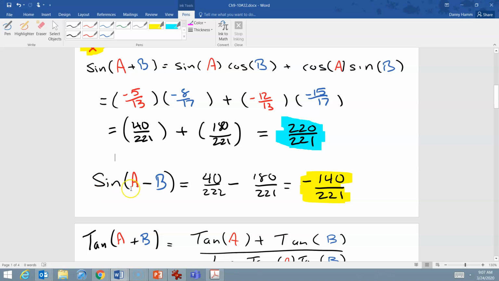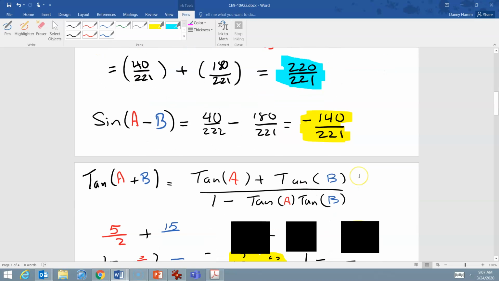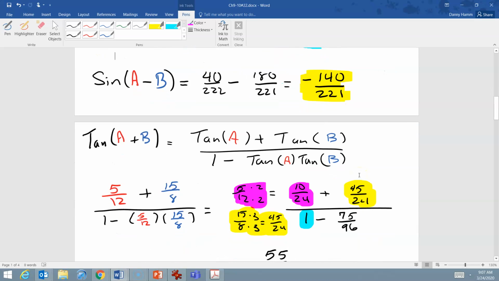Now, in doing the sine of A minus B, we don't have to redo all of this work again. All we simply have to do is change this addition sign to a subtraction sign. All of the values are going to be the same. So all we have to do is simply go from this last step from addition to subtraction, and I get negative 140 over 221. So that is done for sine of A plus and minus B.